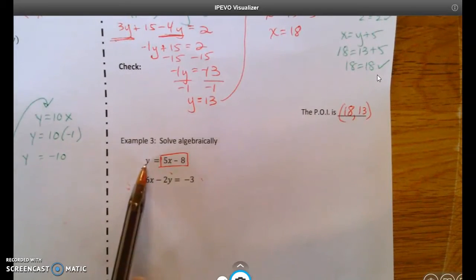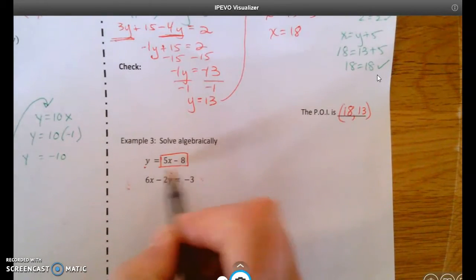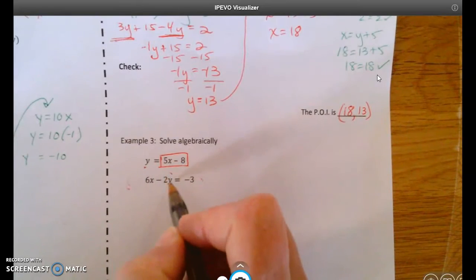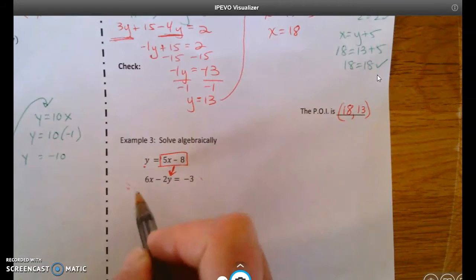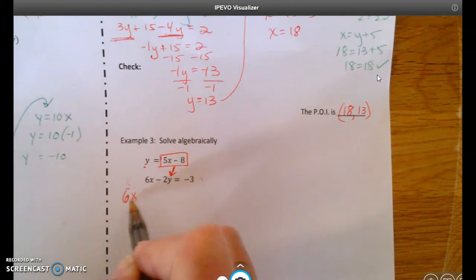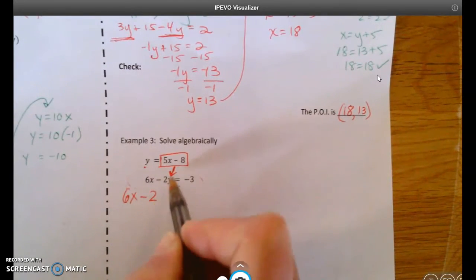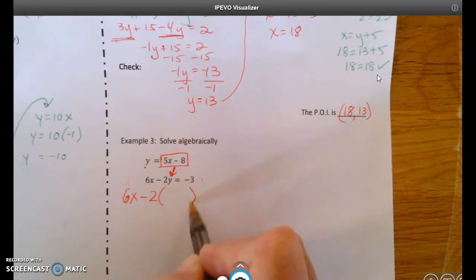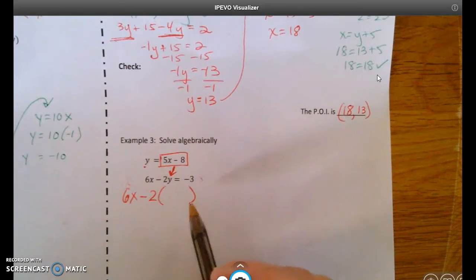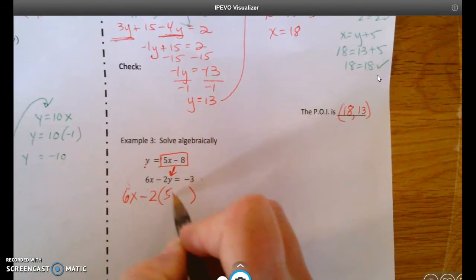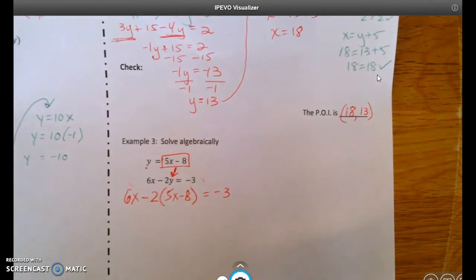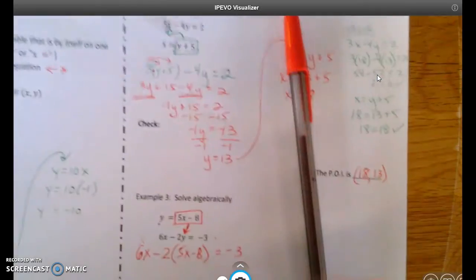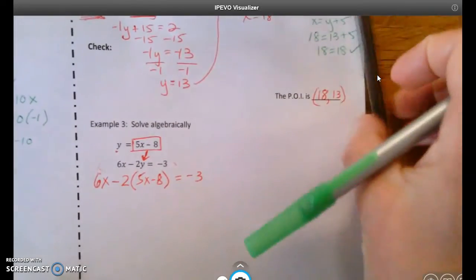So again, to get you started, you're going to say, okay, I know that y equals this mess here, and I know that y in the messier equation is down here attached to this -2. So by rewriting the 6x, by bringing down the minus sign and the 2, my -2 has to be attached to the y value by multiplying. So your best bet, you really need to use parentheses to plug in that value 5x minus 8, and then everything equals -3.